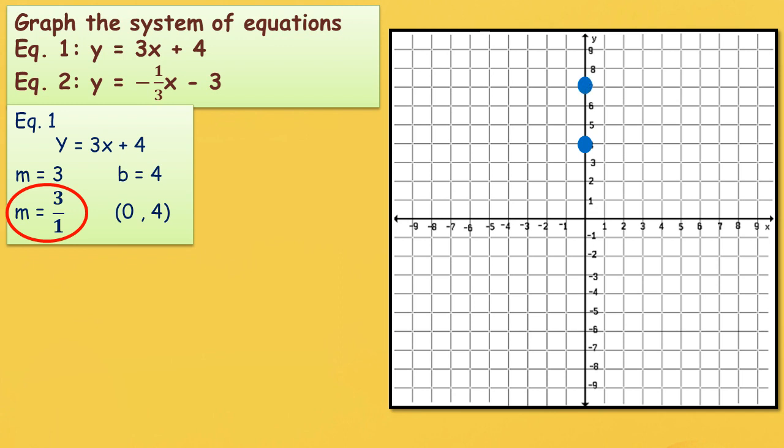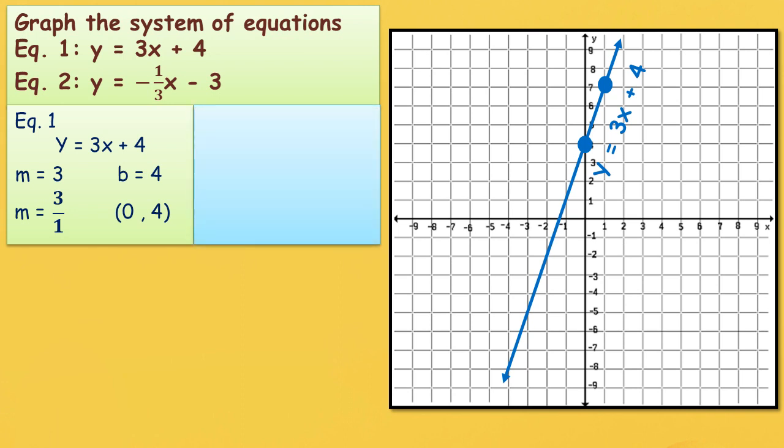Denominator naman tayo, yung run. Kung yan ba ay pakaliwa or pakanan. Ang denominator natin is positive 1, so that is going to the right. 1 unit to the right, so this is the point. At let us connect them. After connecting the 2 points, this is now our first equation. Y is equal to 3x plus 4. Now let's go to equation number 2. Let us graph equation number 2.